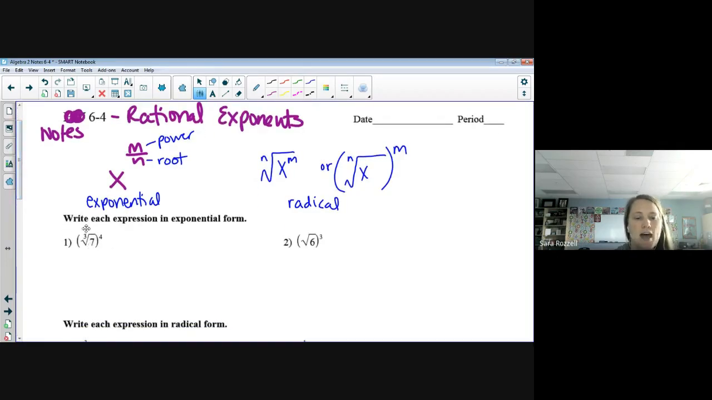So the first one, we have the cubed root of 7 to the 4th. Can y'all hold your fingers up? What is the base of this problem? It's going to be our big number. When we write it in exponential form, it's going to be 7, right? And we're going to have a fraction power. What's going to go on the top of our fraction, the 3 or the 4? The 4, because the 4 is the power. The bottom of our fraction is the root, and our root was 3.